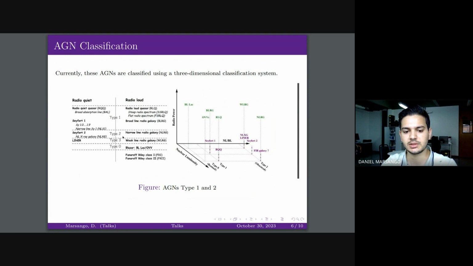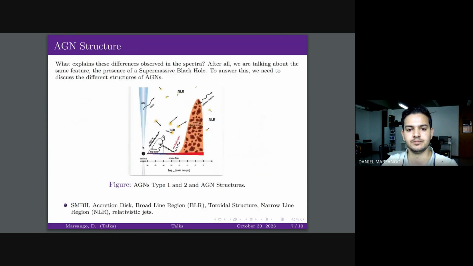This system uses 4 types of classification. Type 1 have the broad line, type 2 have narrow lines, type 3 have weak narrow lines, and type 0 corresponds to irregular objects, for example, BL Lac. What explains this difference observed in the spectrum? Overall, they talk about the same thing: the presence of the supermassive black hole.